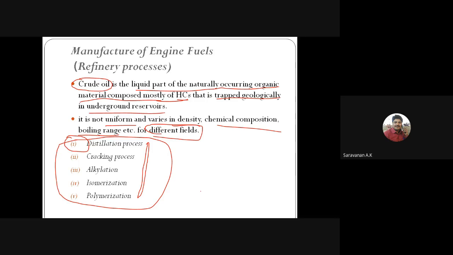Then the polymerization is a process where the light olefins, meaning propenes and butenes, are reacted together and give heavier olefins, which are good in octane quality and low in vapor pressure in the gasolines, right? So these are the refinery processes.